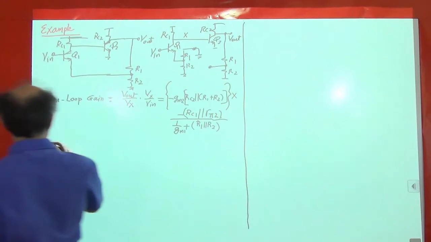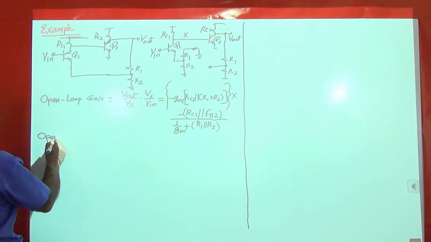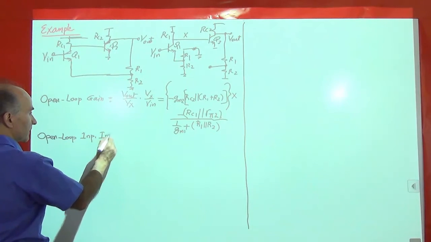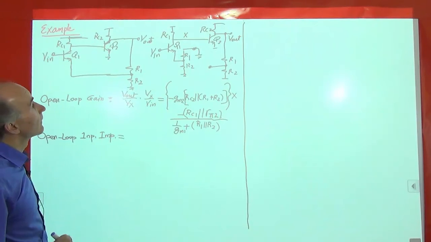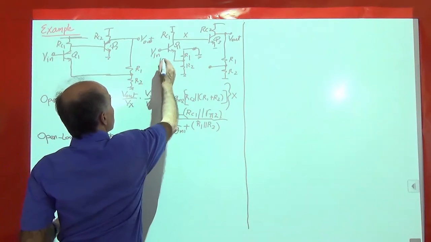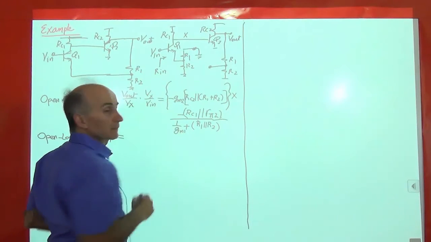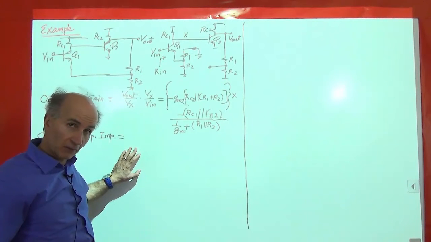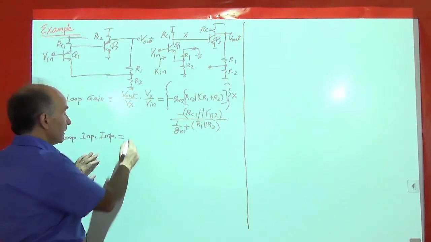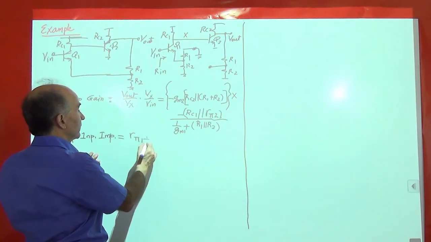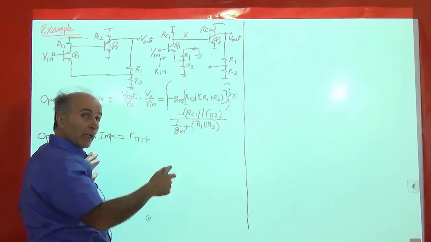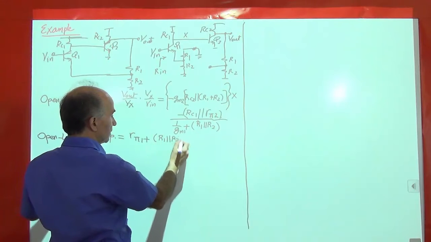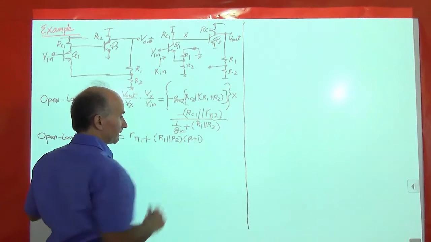Okay, how about the open loop input impedance? The impedance here, right? How much impedance do we see? Well, we have a bipolar device. We look into the base, and the emitter has degeneration. So from Electronics 1, we know how much that is. That would be R pi 1 plus the degeneration resistance times beta plus 1. So R pi 1 plus R1 in parallel with R2 times beta plus 1.